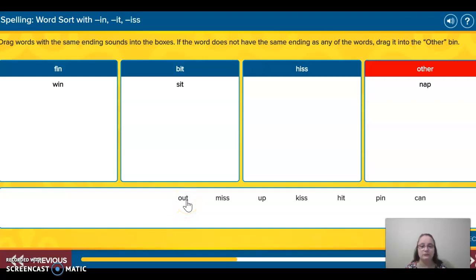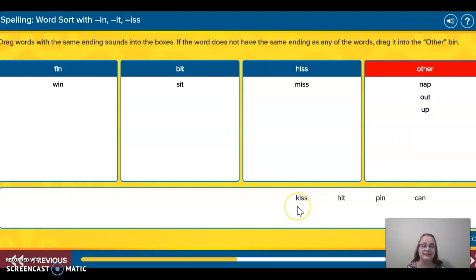Out. Well, out doesn't even have an I in it, so it can't go with any of the I word families. Miss. Well, that's going to go with our is word family, which has ISS on the end. Awesome job, friends. Up. Well, up doesn't have an I in it, so it definitely has to go in our other box.